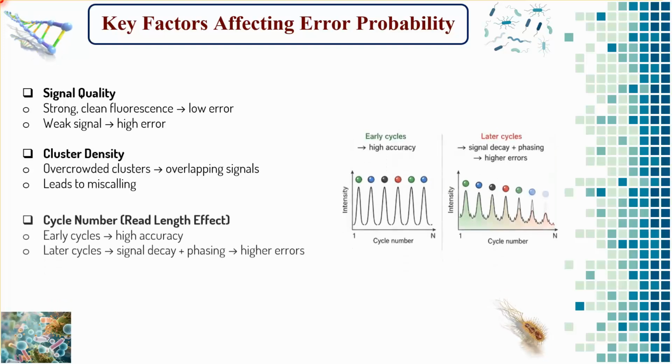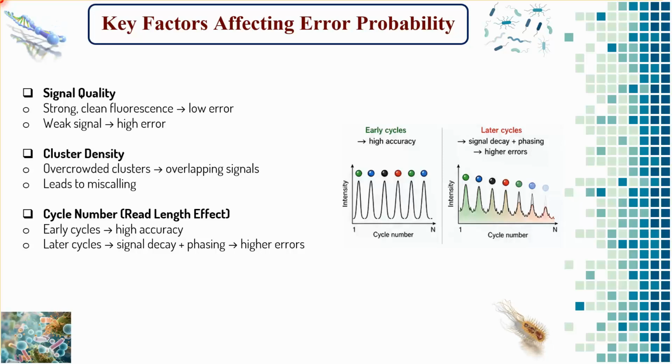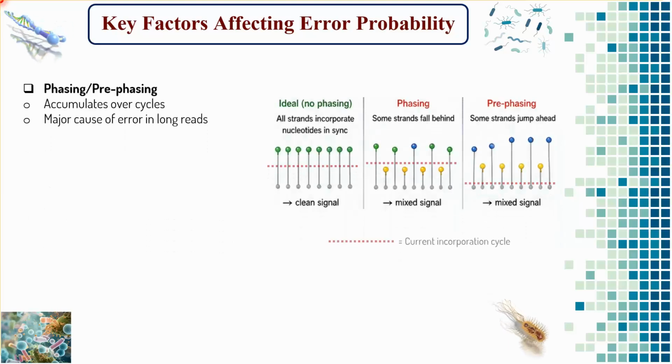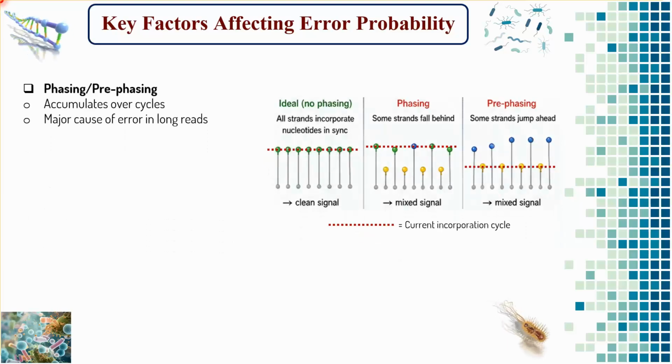Third, cycle number, also known as read length effect. In early cycles, accuracy is usually high, but as sequencing progresses, signal intensity decreases and phasing effects accumulate. So in later cycles, the probability of error increases. Fourth, phasing and pre-phasing that we have discussed several times. During sequencing by synthesis, some strands fall behind and some move ahead. This effect accumulates over cycles and it becomes a major source of error, especially in long reads.